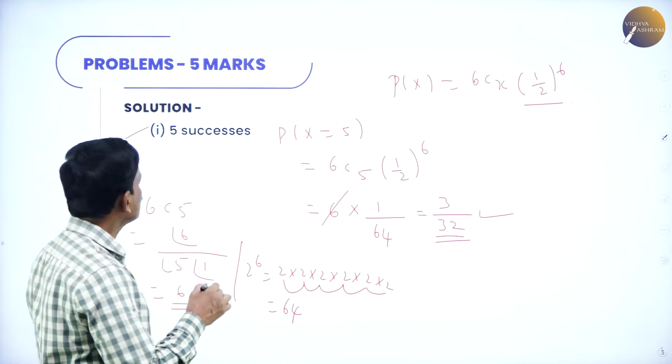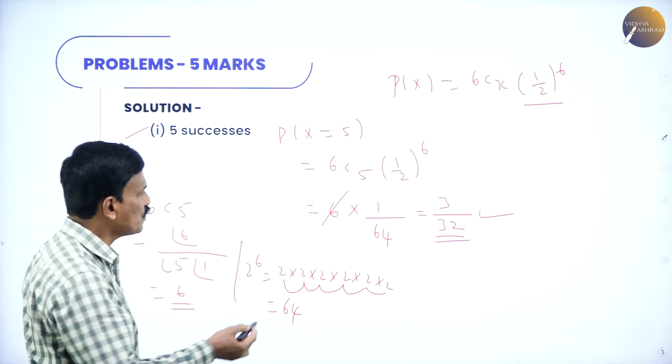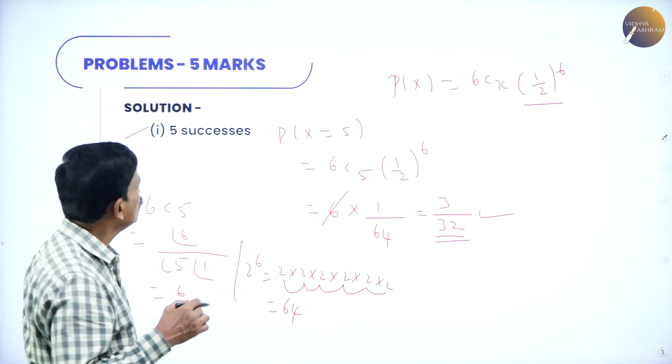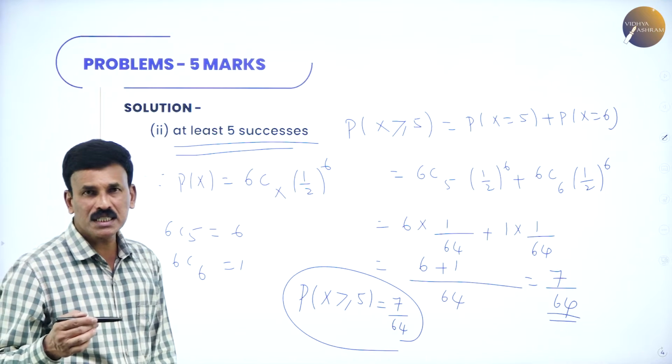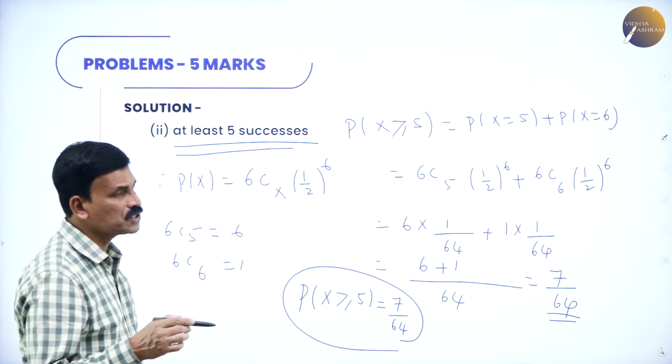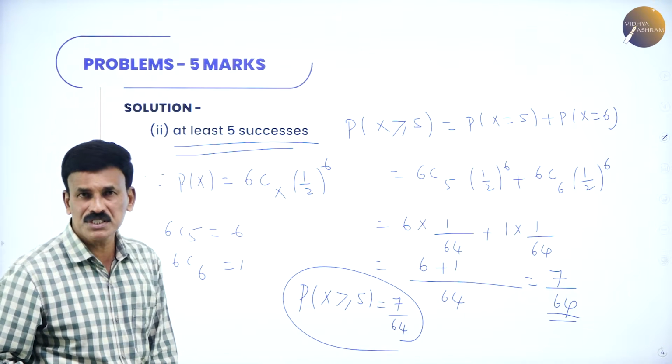So what is the first condition? 5 successes means the probability of x is equal to 5. You will get 3 by 32. Next, the second condition, at least 5 successes, means x is greater than or equal to 5, which means the probability of x equal to 5 plus the probability of x equal to 6. So you are going to get 7 by 64.